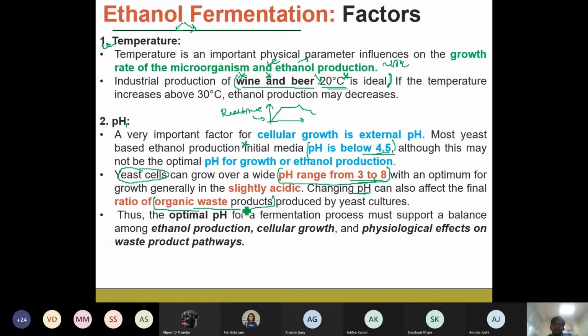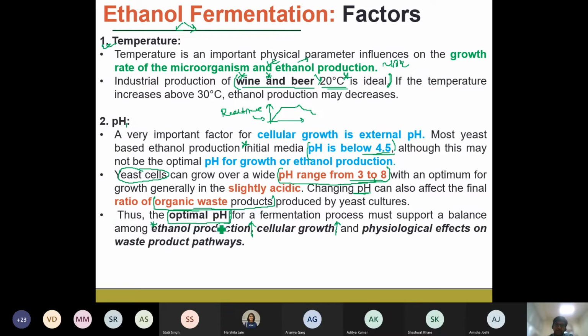Okay, so when we talk about the optimal pH, when you are going to find out the optimal concentration of the pH for the fermentation process, it is done by looking into the ethanol, where we make sure that we have the higher ethanol production. We make sure that we have the higher biomass production or the biomass growth, and also by looking into the physiological effects based on the waste products that are being produced.